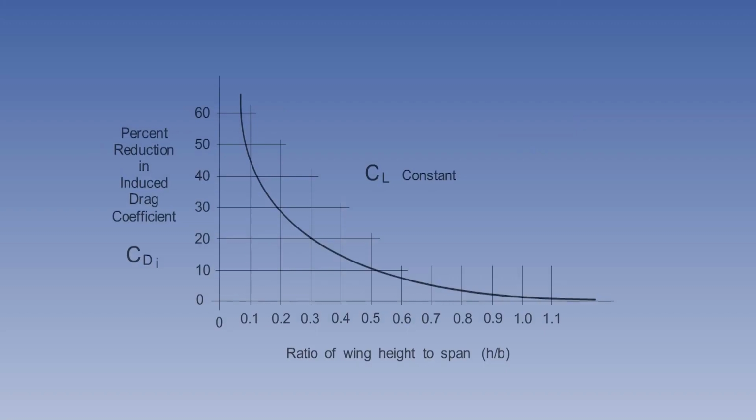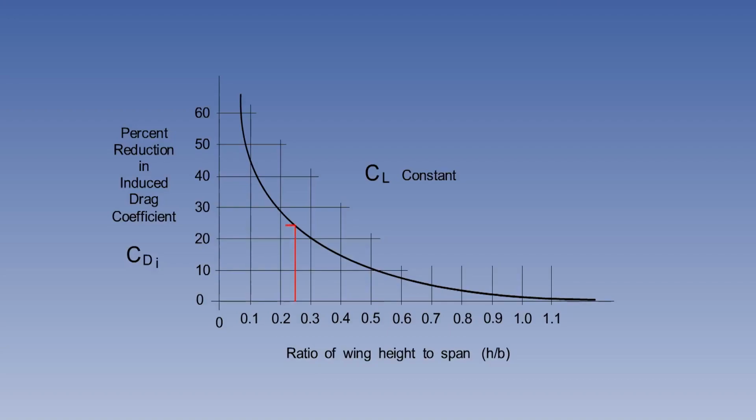The influence of ground effect depends on the distance of the wing above the ground. A large reduction in the induced drag coefficient, CDI, will only occur when the wing is very close to the ground, that is, within about half a wingspan. If we take a few examples from the graph on the screen, which plots reduction in CDI against the ratio of height to wingspan, or h/b, we can see that for an aircraft with a wingspan of 40 meters, or 131 feet, the reduction in CDI is only about 1.5% at a height of 40 meters. That is, with a height-span ratio of 1.